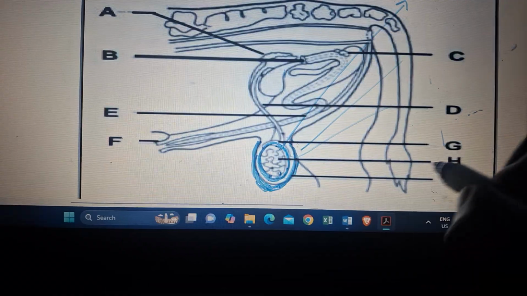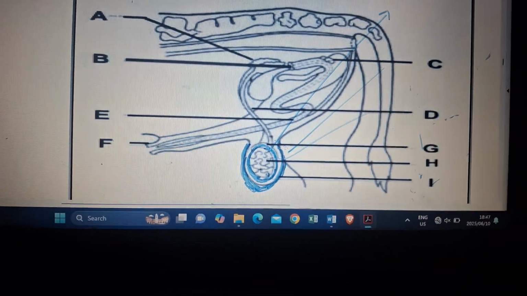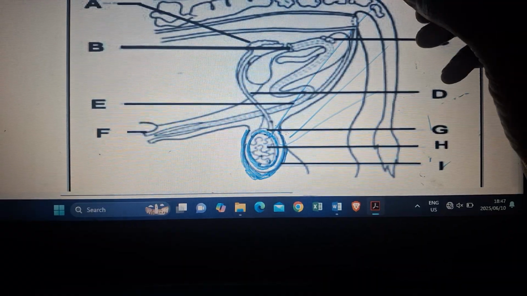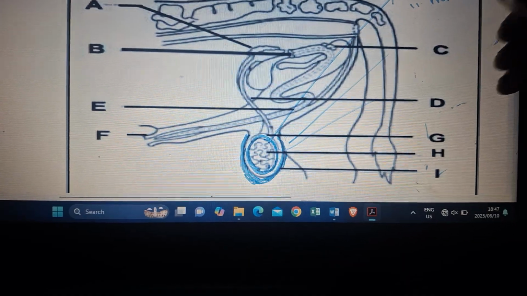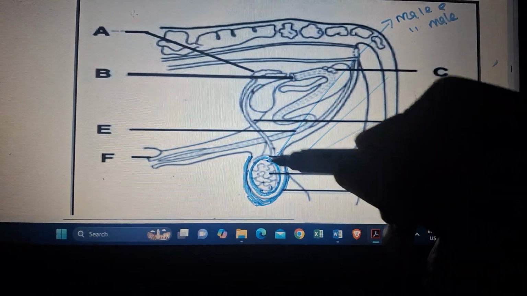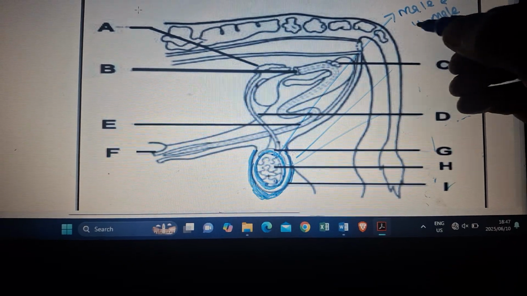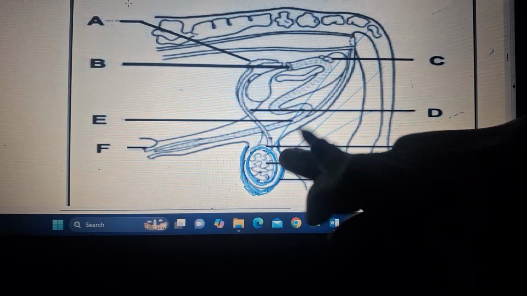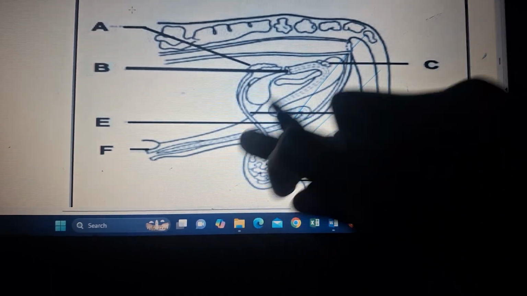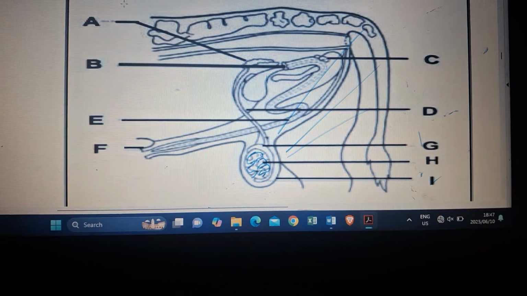How is part H, that's the testis, structurally adapted to perform its function? Obviously we know the function of the testis is production of male gamete and production of male hormone, that's testosterone. So how is the testis structurally adapted to produce sperm and the male hormone? It's very simple. If you check in here, there are coiled tubules that are found inside the testis.